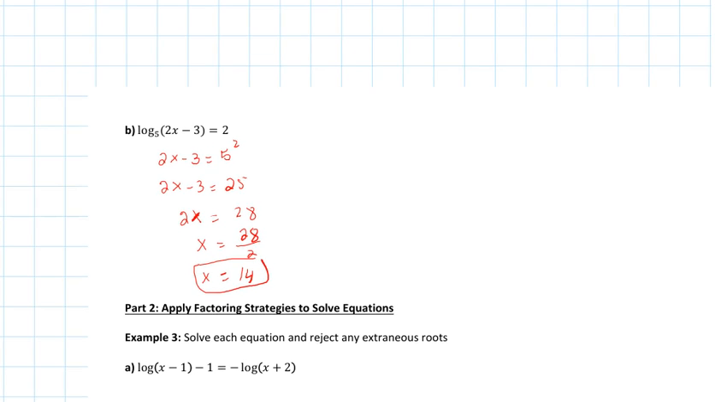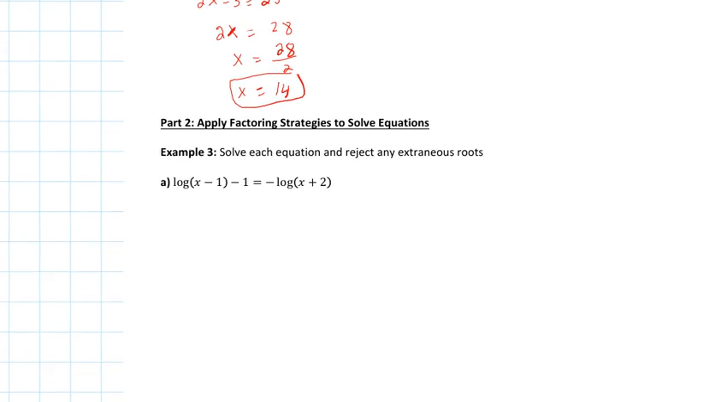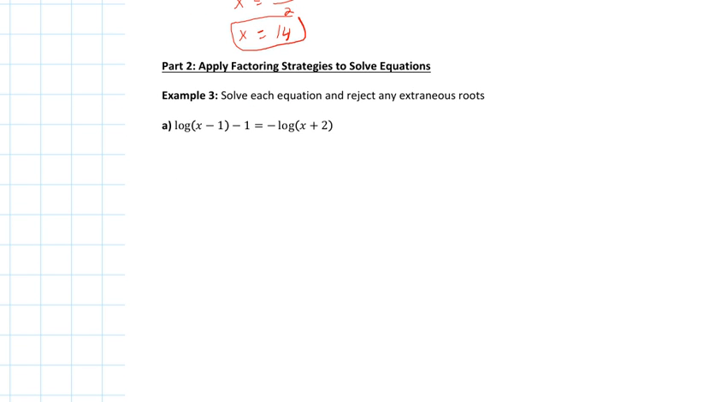So solve each equation and reject any extraneous roots. What I have here is log of x minus 1, take away 1, equals negative log of x plus 1. So there's no way for me to drop the log on both sides or anything like that, because as you can see, I have that negative 1 here. So what I have to do, and the best way to do it, is put the logs on the same side, sorry.